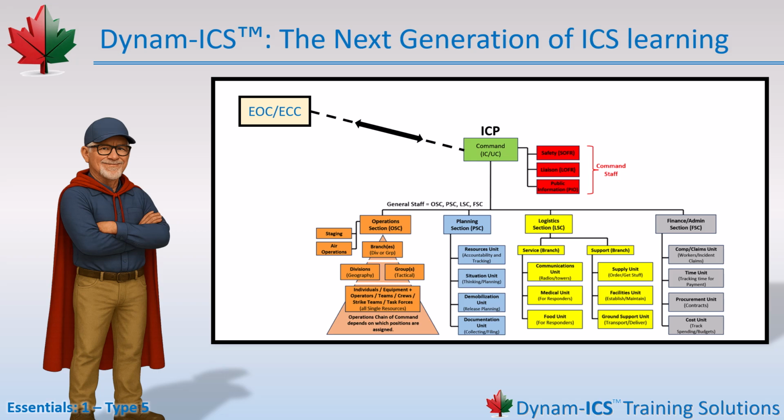Think of it like this. The ICP is where the action happens. The ECC is the pit crew, keeping the car fueled, funded, and facing the right direction. The ECC is your off-site hub where the bigger picture lives. Support for logistics, support for policy, finance, and multi-agency coordination. While the IC is out there making fast tactical decisions, the ECC is making sure resources, approvals, and information flow and are lining up behind them.